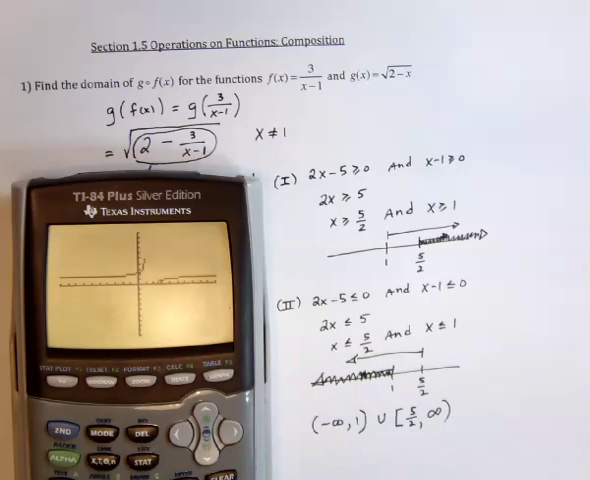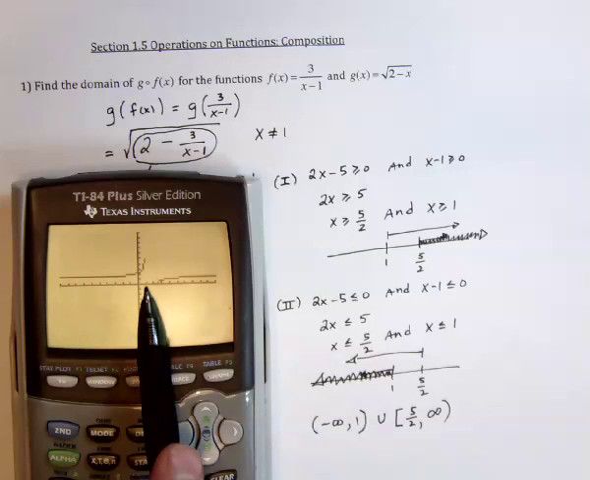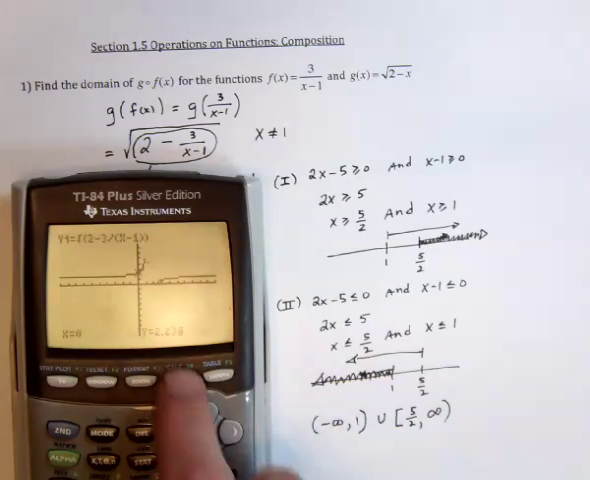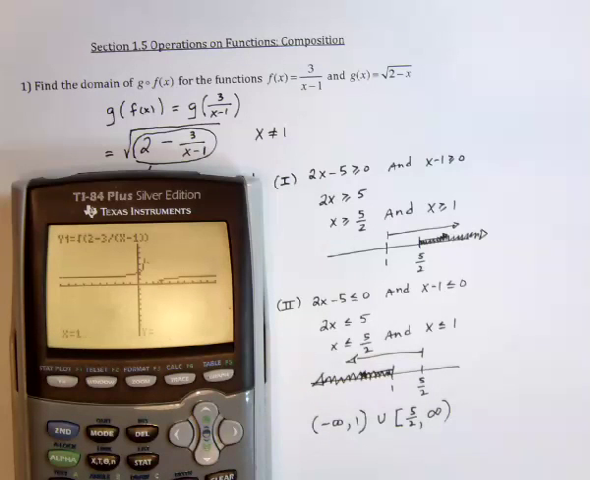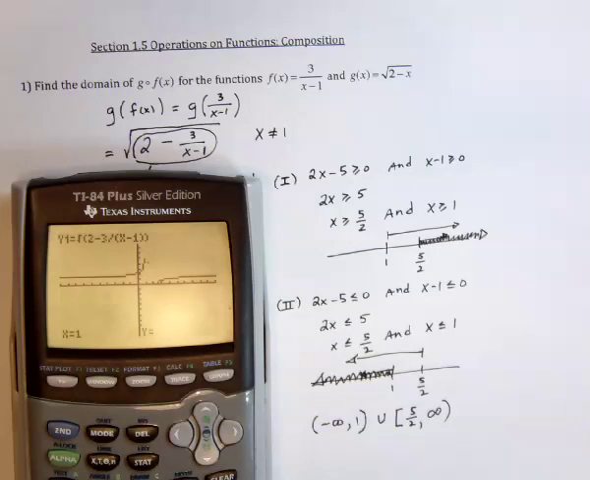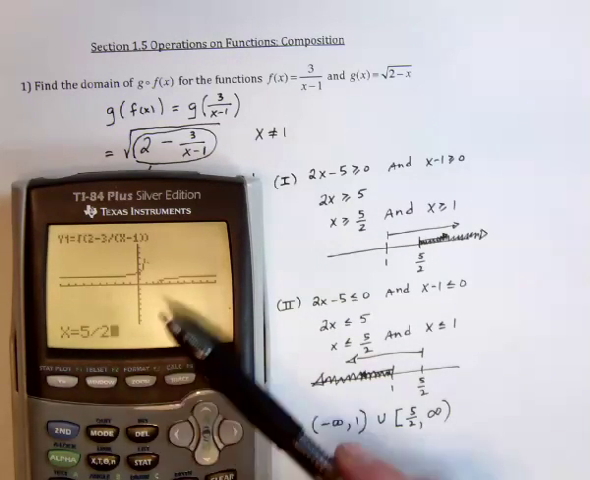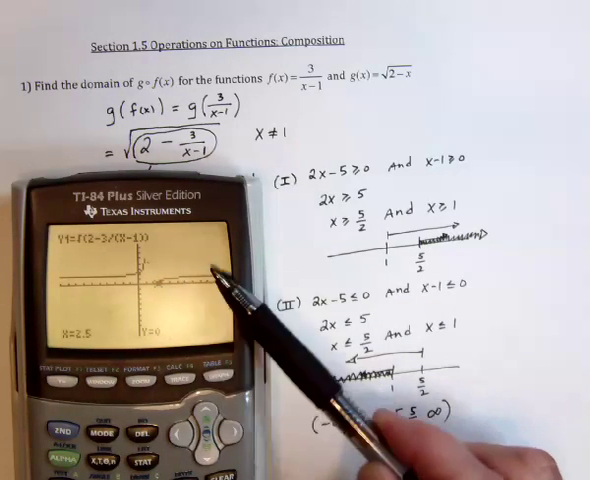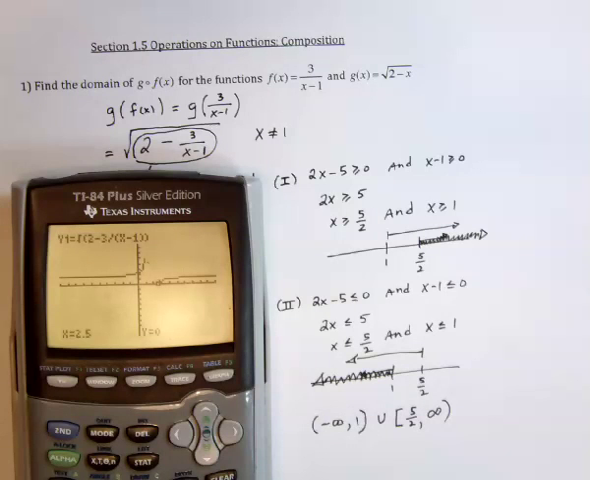And sure enough, here at x equal 1, the function becomes undefined. Just double check: trace, try a 1, and it says the function is undefined. And at 5 halves, that's right here where the function starts again. And from there to the right, it is a part of the domain. So we finally have it. Great.